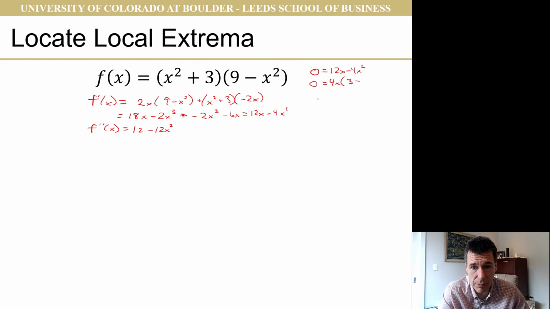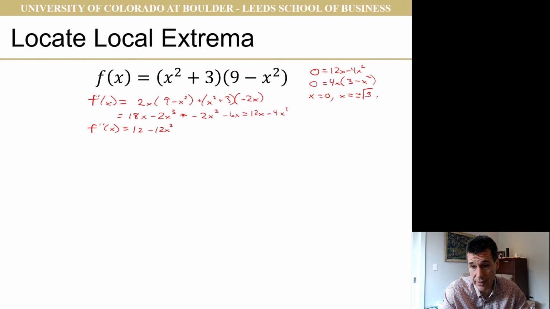Wait a second, I think I made a mistake. That should be cubed. 12x minus 4x cubed. Factor out the 4x, that gives us a 3 minus x squared. So critical numbers at x equals 0, x equals plus or minus the square root of 3.